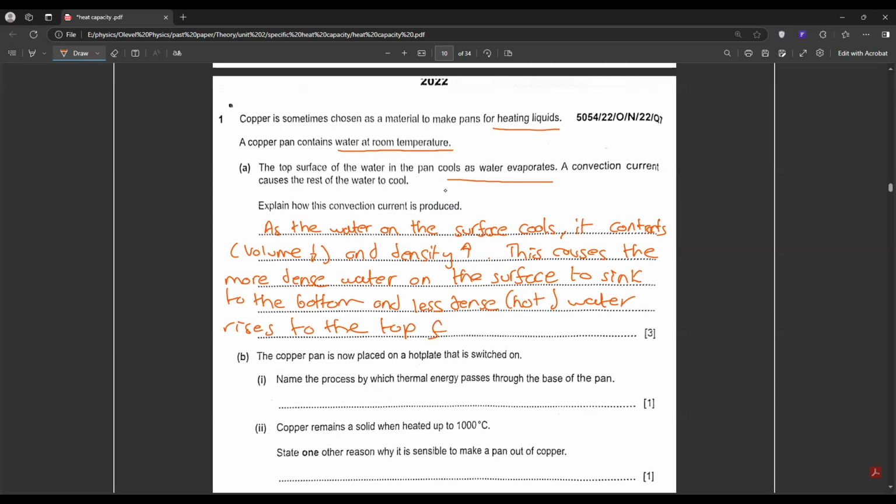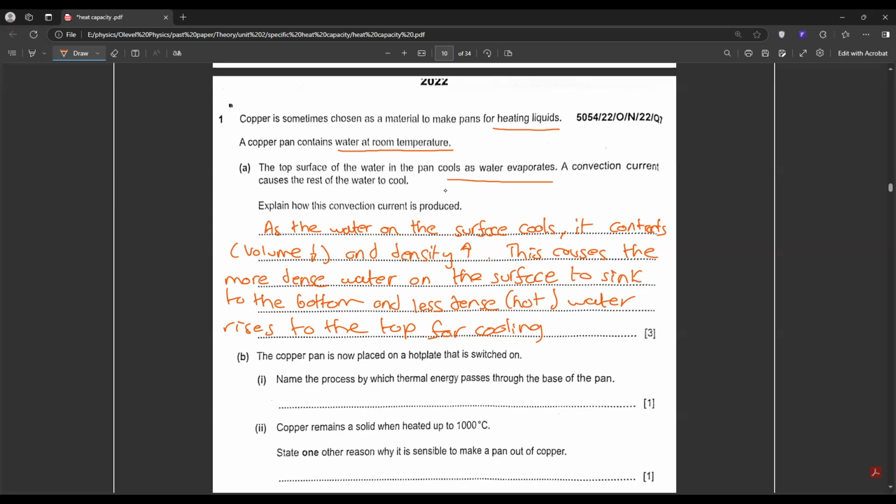So basically, the water on the surface which gets cooled due to evaporation sinks to the bottom because it becomes cold and more dense. The hot, less dense water replaces it, and once the hot, less dense water replaces it at the top, it also gets cooled down by evaporation, and rises to the top for cooling. Simple. Let's move on to part B.